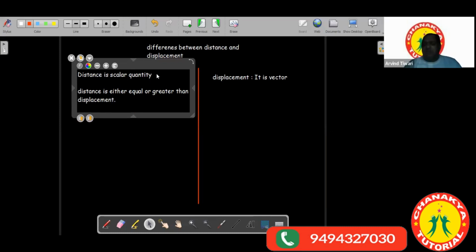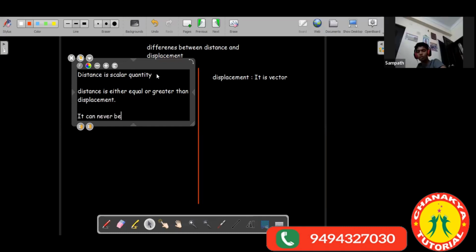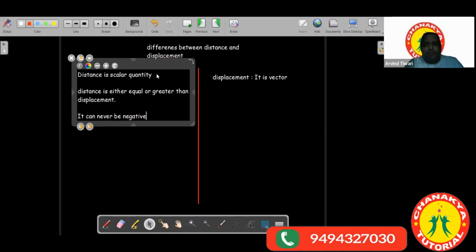Then any other thing we can say about distance? Can distance be negative? No, sir. So distance can never be negative, whereas displacement can be negative.